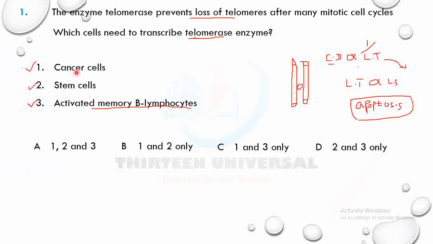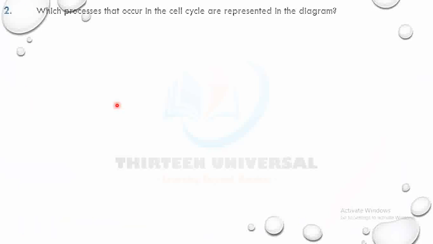Cancer cells are immortal, they don't die. Stem cells need to stay longer in the cell because they supply other cells, and activated memory cells also need to stay longer to provide immunity, keep immunity. So the answer is A. Is that okay? All right, let's run.